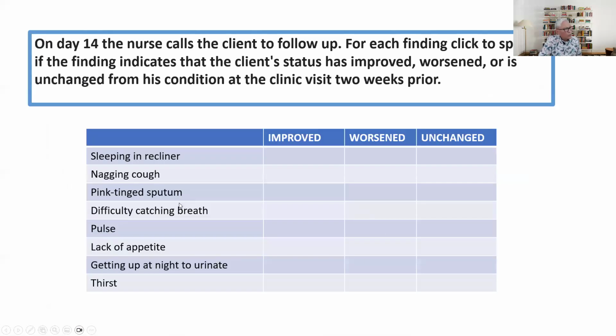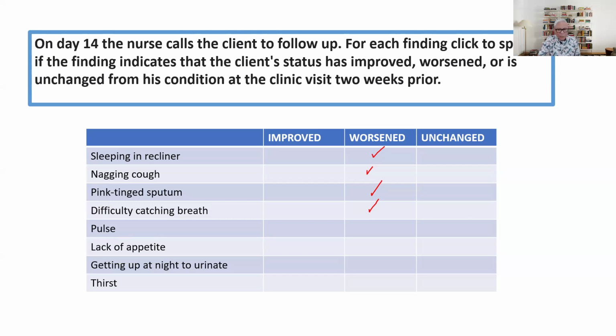Okay, so let's go now to this one. Is sleeping in the recliner an indication that the patient is improving, is worsening, or is unchanged? And the correct response here is that this is an obvious manifestation that the condition is worsening. So nagging cough is also the same thing, as well as a pink tinge sputum and difficulty catching the breath. All these are indications that the patient's heart failure requires immediate intervention.